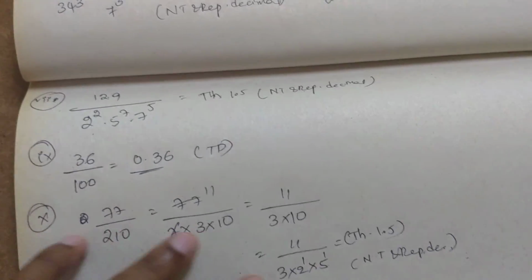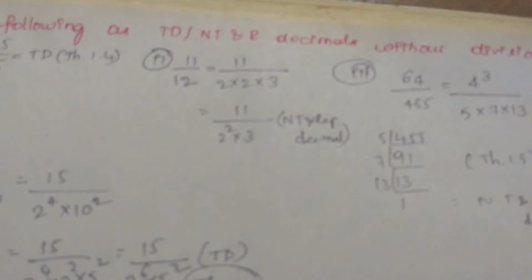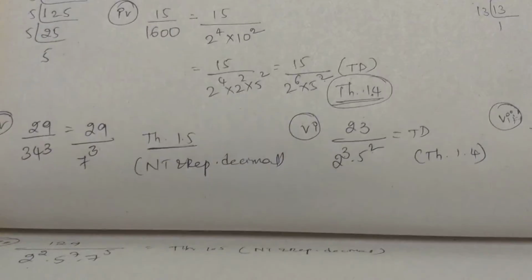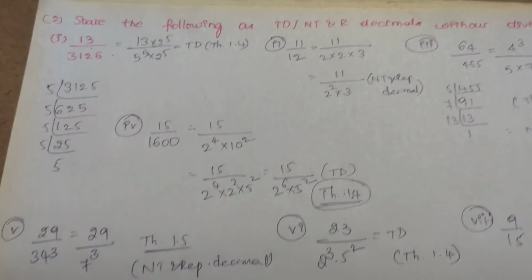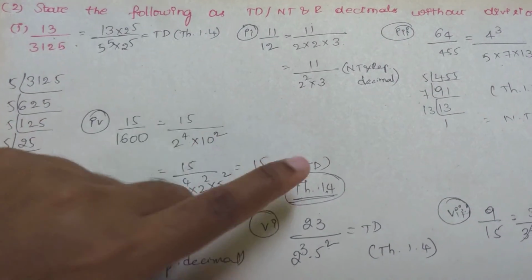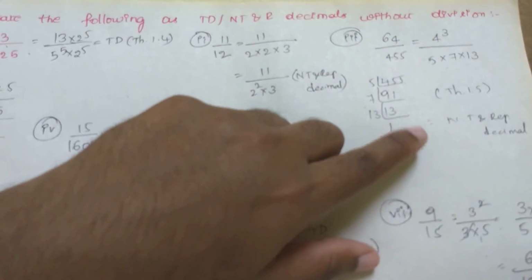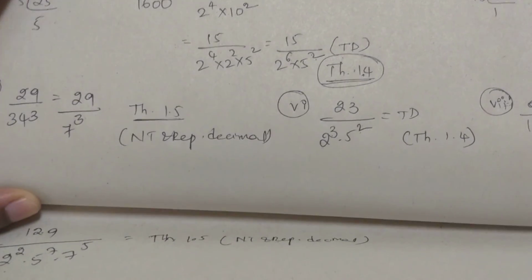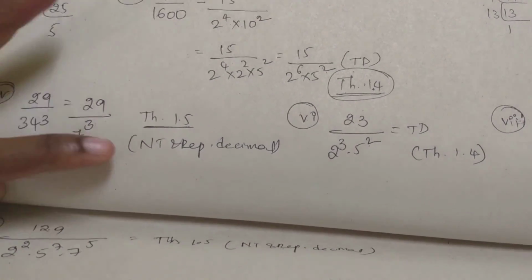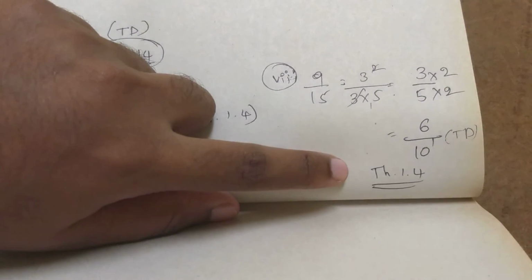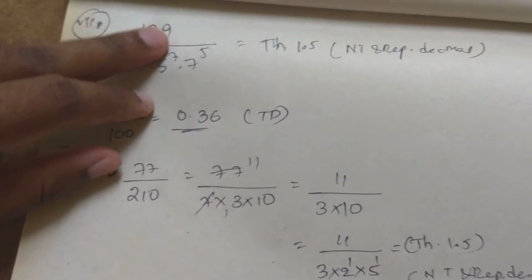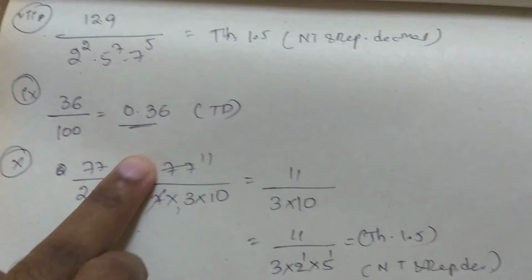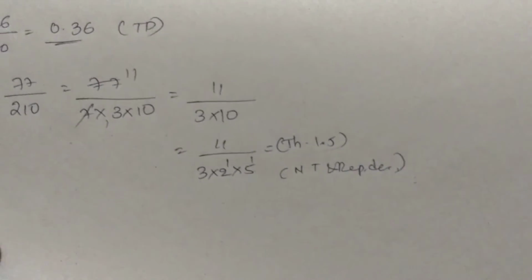So I will show you clearly. For the first sub question, it's a terminating decimal. For the second, non-terminating and repeating. For the third, non-terminating and repeating. For the fourth, it's a terminating decimal. For the fifth, it is non-terminating and repeating. Sixth, it is terminating. Eighth one is terminating decimal. Seventh one is non-terminating and repeating decimal. Ninth one is terminating, and 10th one is non-terminating and repeating.